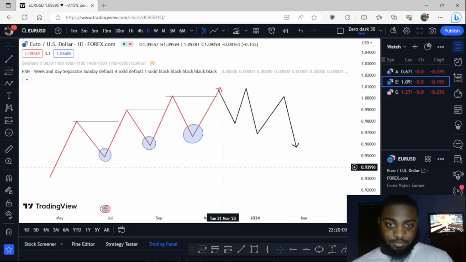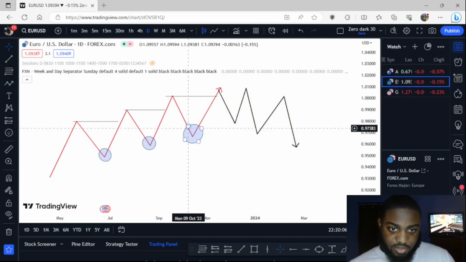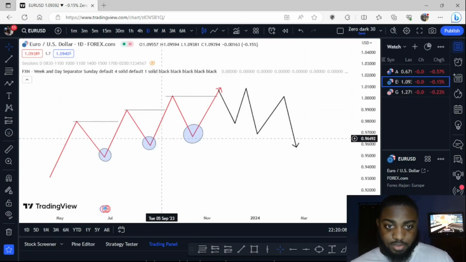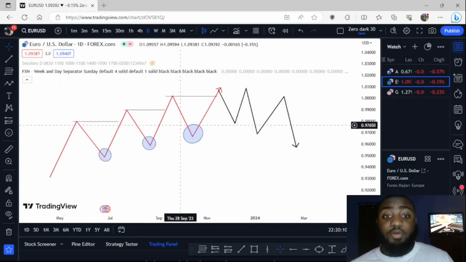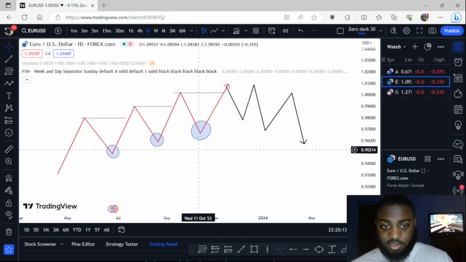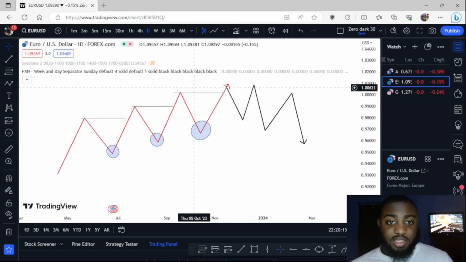So what's your stop loss? If we know that this high is protected, and we're taking it out and we're bullish, we can put our stop loss below this and put our take profit below this high.